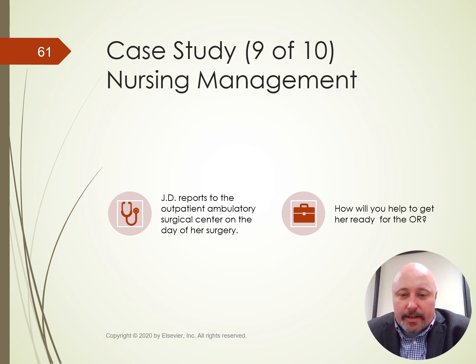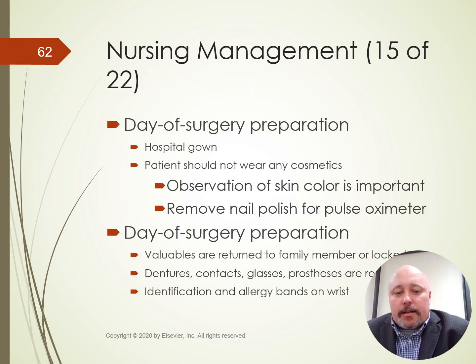How will you help her to get her ready for the OR? Additional day of surgery preparation would include a hospital gown. The patient should not wear any cosmetics. Make sure to observe the skin color, which is important, and remove any nail polish for the pulse oximetry. Others would include valuables are returned to the family members or locked in a safe.